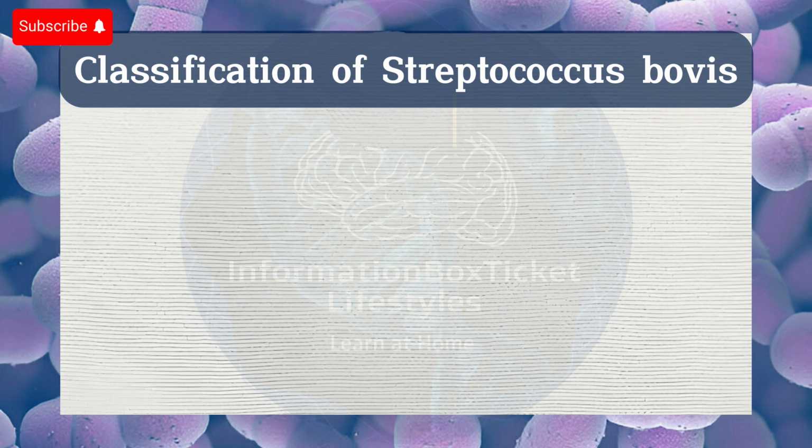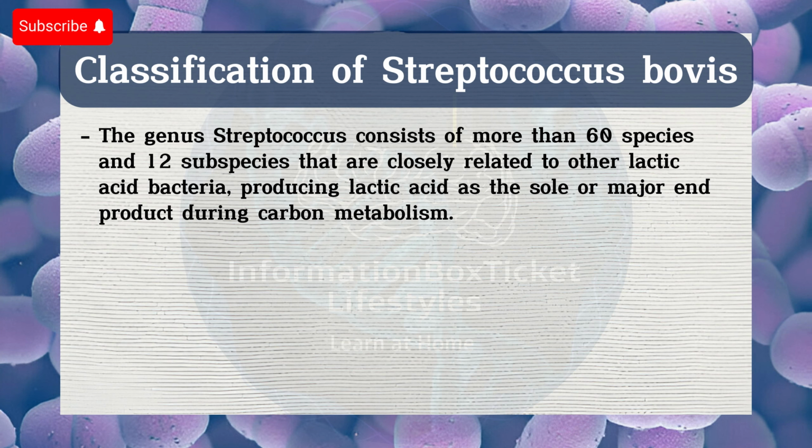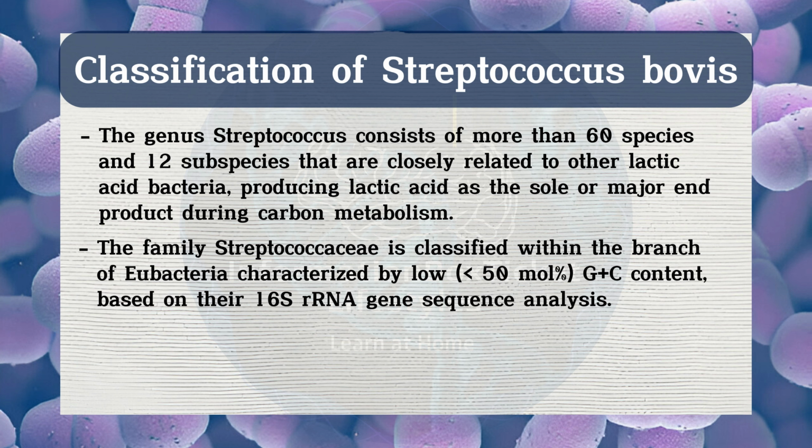Classification of Streptococcus bovis. The genus Streptococcus consists of more than 60 species and 12 subspecies that are closely related to other lactic acid bacteria, producing lactic acid as the sole or major end product during carbon metabolism. The family Streptococcaceae is classified within the branch of Eubacteria, characterized by low 50 mol% G plus C content, based on their 16S rRNA gene sequence analysis.